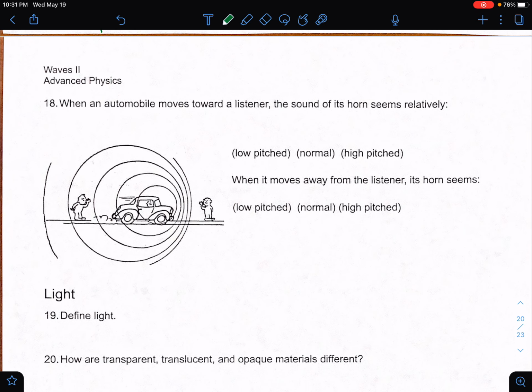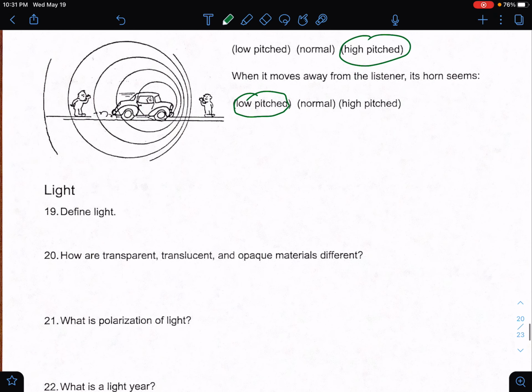Number 18, when an automobile moves towards a listener, the sound of its horn seems relatively high-pitched, because the frequency is getting higher. When it moves away, it's going to be low-pitched because frequency is getting lower.